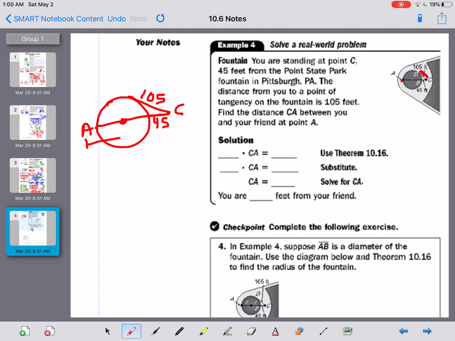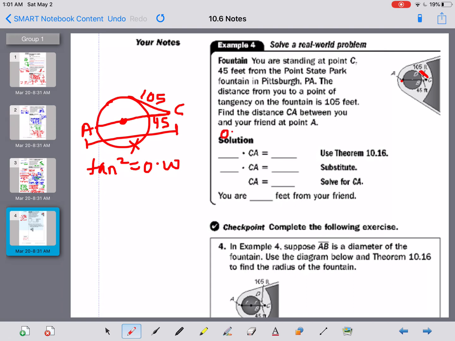Like any of your homework, you want to look and say, do I have two chords, two secants, or a tangent and a secant? This one looks like a tangent and a secant. So I'm going to write down this note: tangent squared equals out times whole. Now, if we want to use the setup in the book, I'm just going to reverse it: out times whole equals tangent squared. That's how they're filling this in.